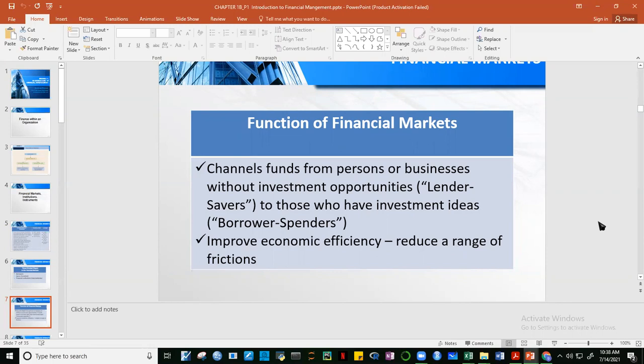Okay, why is it better for the lender-savers to lend, quote-unquote, to the borrower-spenders? Because if they don't see any investment opportunity, what will they do with the cash? They'll just put it under the bed, in a piggy bank, in a bamboo alkansya. Okay, so the money just devalues. So they might as well go to the market where they can place their money so that, for example, the intermediaries will be the ones to get the money and then provide borrowers with it. Of course, there's a cost, the interest on the part of the lender. Now, this will improve economic efficiency. Okay, we have what we call a range of frictions. Okay, we'll discuss that in greater detail.